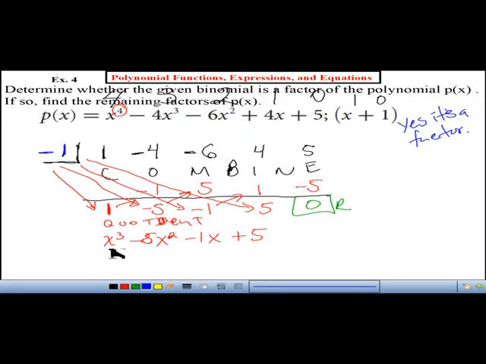Look at the remaining. Look up, guys. Look at the quotient. How can I factor this? Don't say it out loud. Think about it. It's a polynomial with 4 terms. How can I factor that?